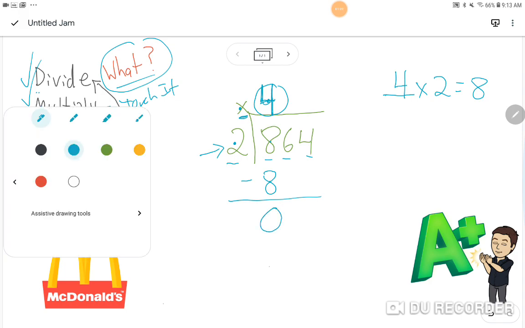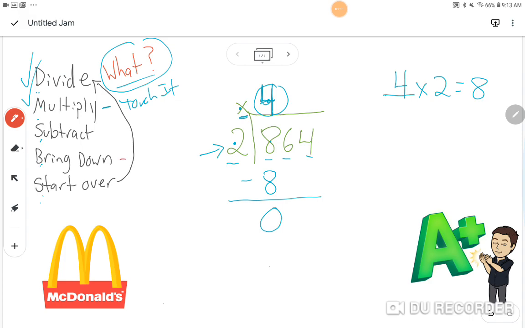Now is this weird one. I'm going to change colors to bring down. Bring down, always use your arrow. Pull down the 6 right next to the 0. And then after bring down, look, the arrow shows me go back up and start over. Start over with what? With another what question. What times 2? It will always be 2 because we're dividing by 2.